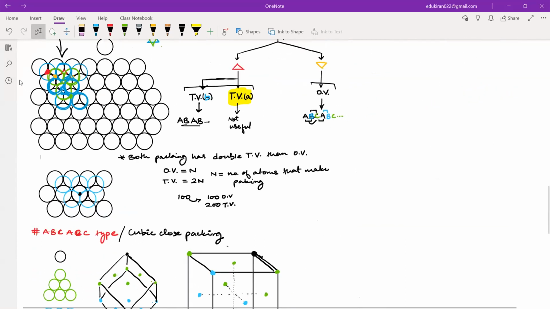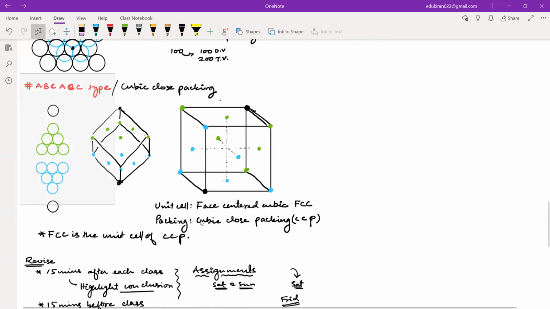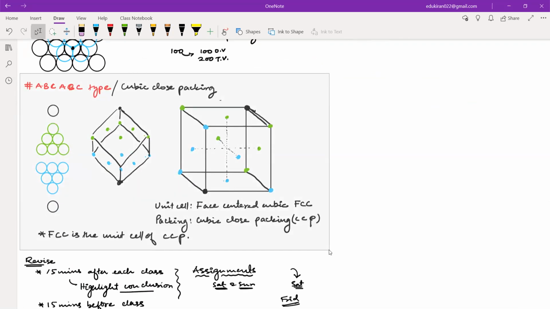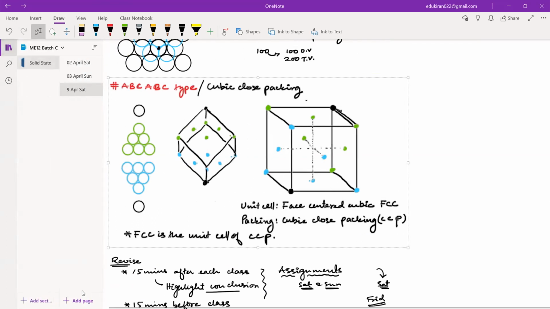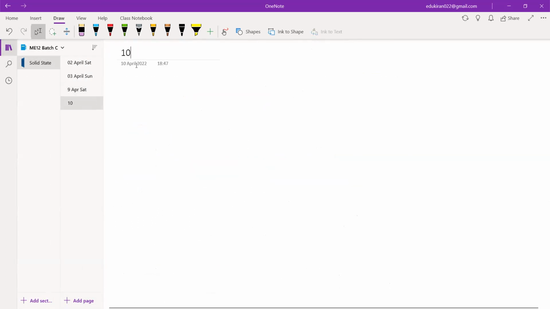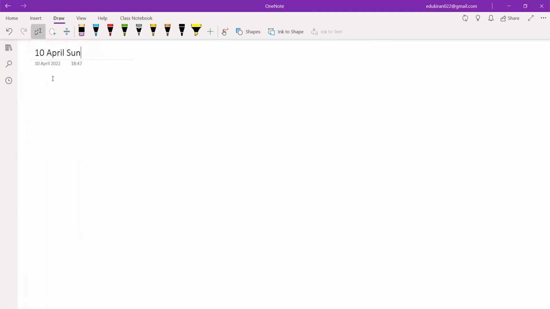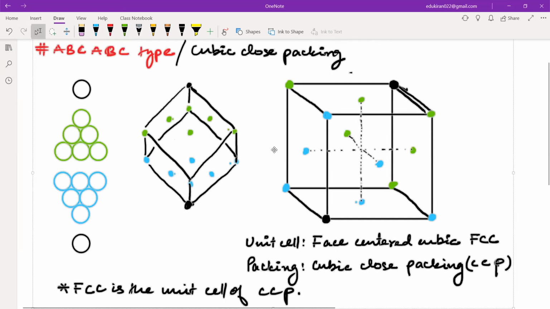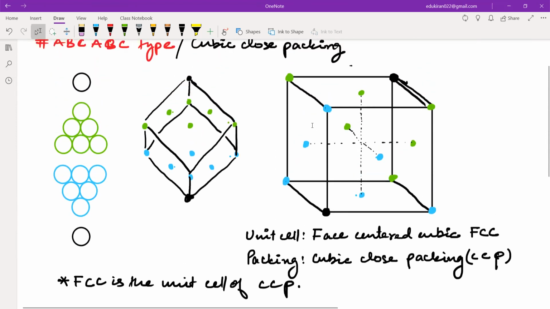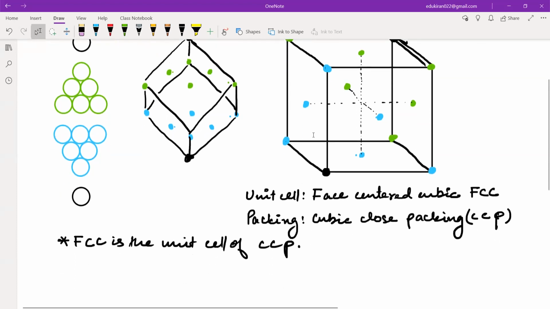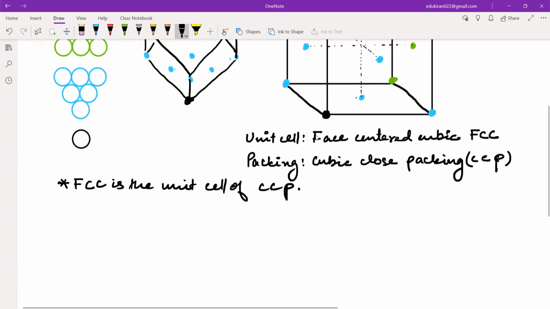So yesterday you saw a very beautiful packing, ABC type, face-centered cubic. Let me copy this whole thing and move to today's class. The date is still left to write. Fine. Now, first of all, let us see what will be the Z for this. Okay, first is calculation of Z.